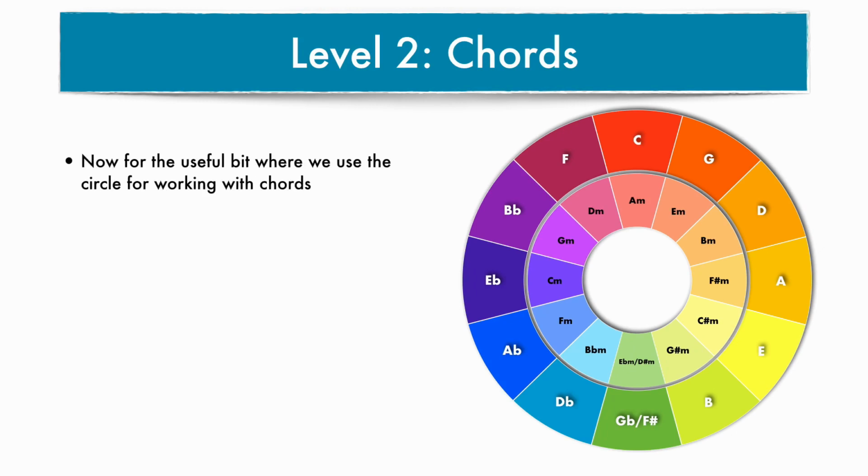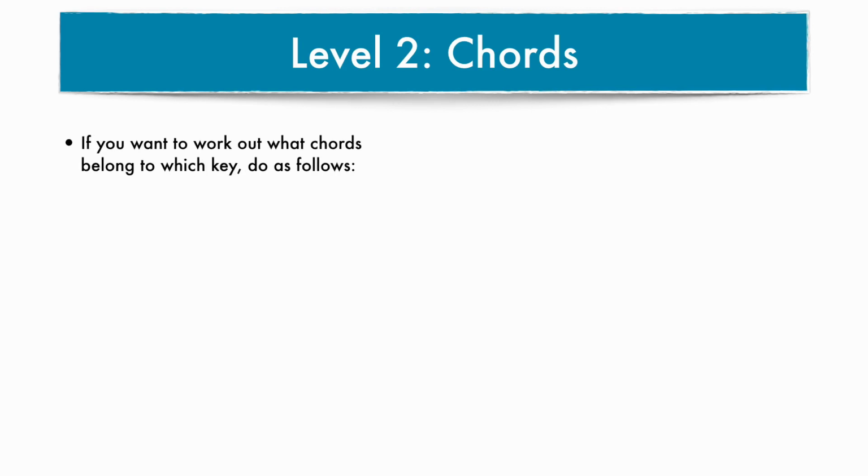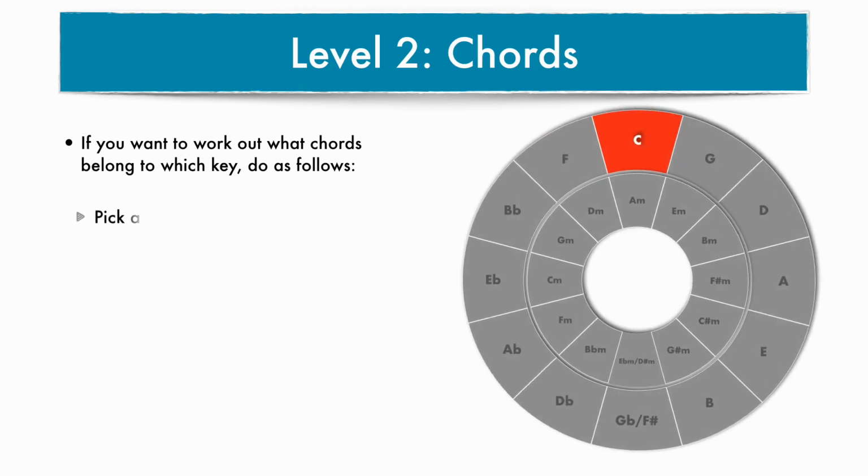Now for the useful bit, where we use the circle for working with chords. Let's think of the letters represented on the circle as chords now, instead of keys, where the outer circle has the major chords and the inner circle the minor ones. If we want to work out what chords belong to which key, do as follows. Pick a key, let's say C for now.